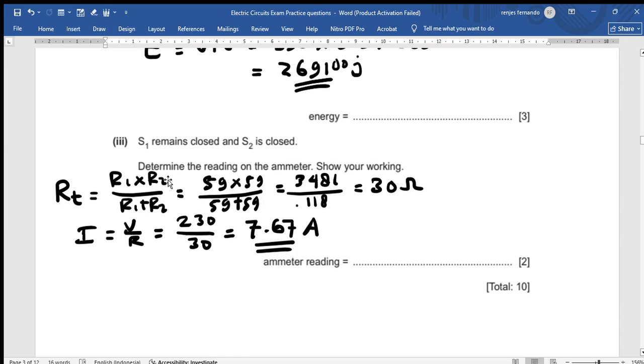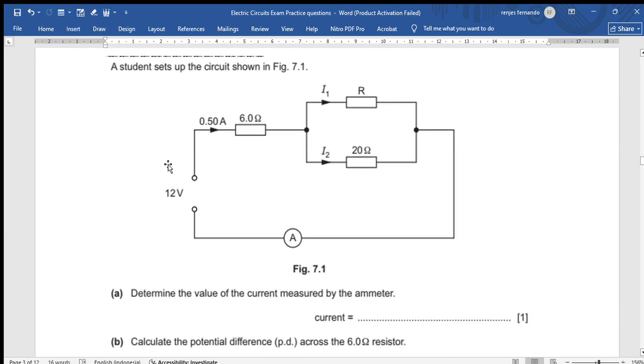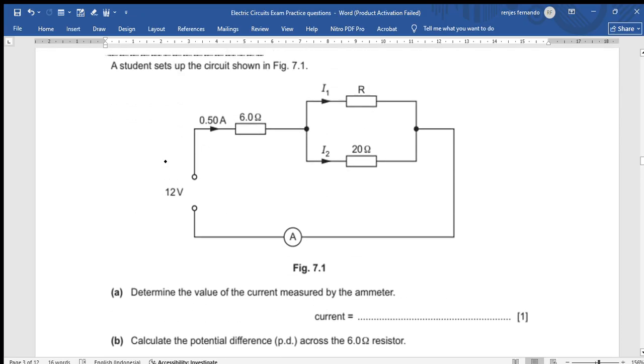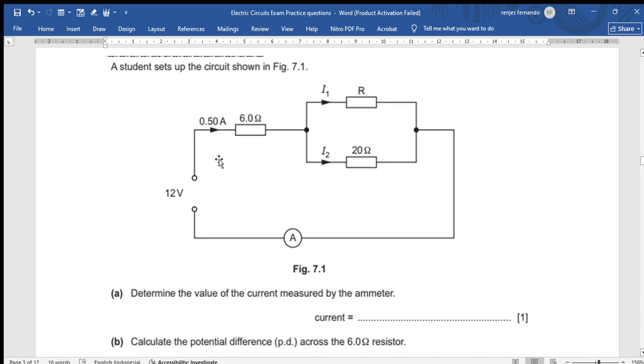Okay, the next one, the student set up the circuit shown in figure 7.1. Determine the value of the current measured by the emitter. So the total current, the circuit is like this. The emitter will be the same with this. This is the total current, goes there, and then this joins together. So this is the in current, this is out.